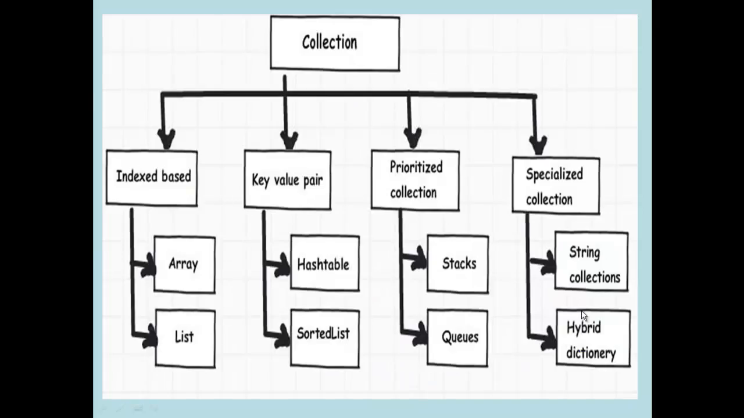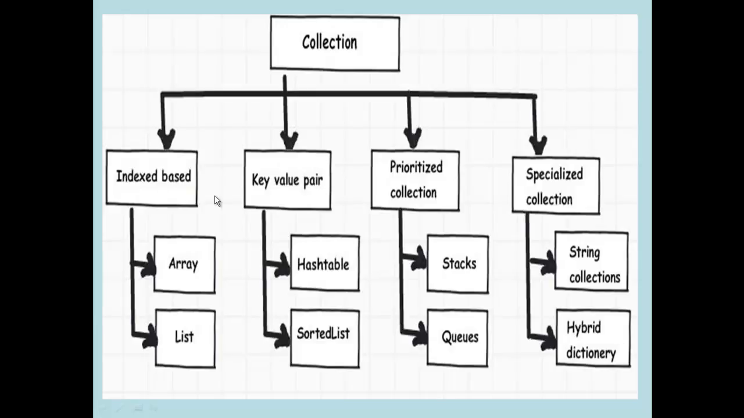The last section is the specialized collection. Now, specialized collection is a very special category, where there are very special collections. For example, there are 2 or 3 different types of string collections, which are very specifically meant for strings. For example, there is a hybrid dictionary, which starts first as a list and then becomes a hash table. So the last category, that is specialized collection, is nothing but an out of the box collection meant for a very specific purpose.